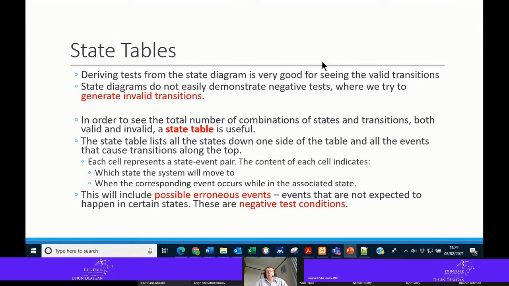Then we create our state tables. Deriving tests from a state diagram is good for seeing all valid transitions, whereas we also try to generate invalid transitions. State diagrams do not easily demonstrate negative tests. In order to see the total number of combination states and transitions, both valid and invalid, a state table is useful in that sense.